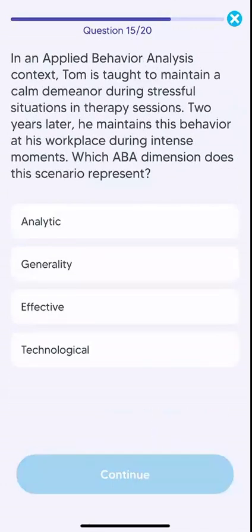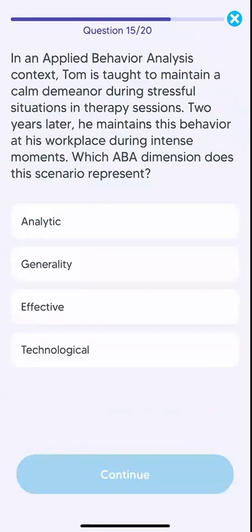In an applied behavior analysis context, Tom is taught to maintain a calm demeanor during stressful situations in therapy sessions. Two years later, he maintains this behavior at his workplace during intense moments. Which ABA dimension does this scenario represent? Analytic, generality, effective, technological.